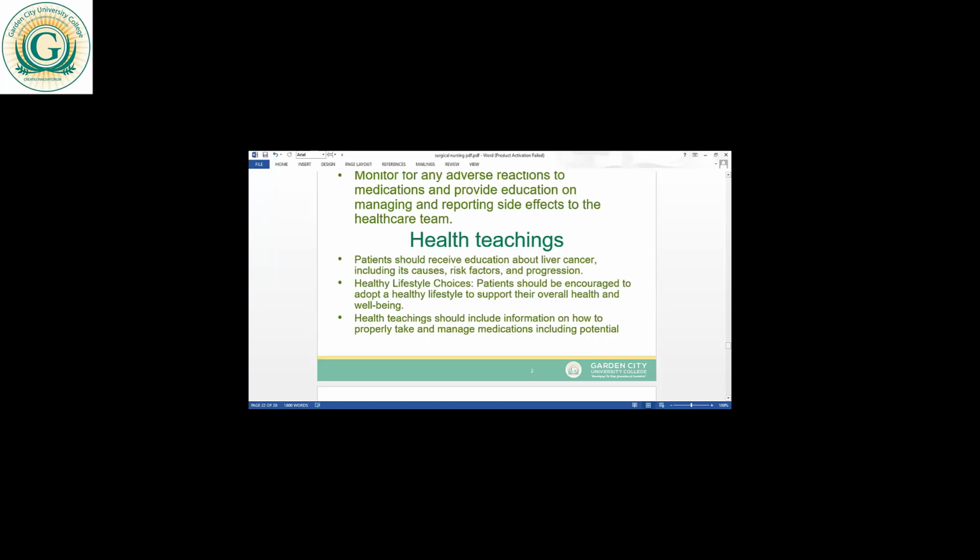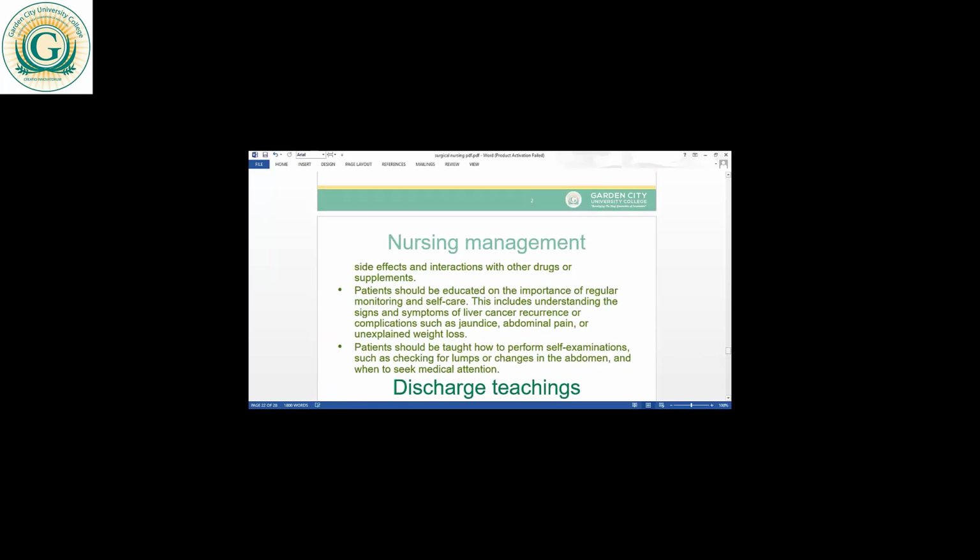And then health teaching should include information on how to properly take and manage medications, including potential side effects and interactions with other drugs or supplements, because sometimes you, the nurse, have other patients to care for. So you have to tell patients to identify these side effects and interactions and report to you as appropriate.